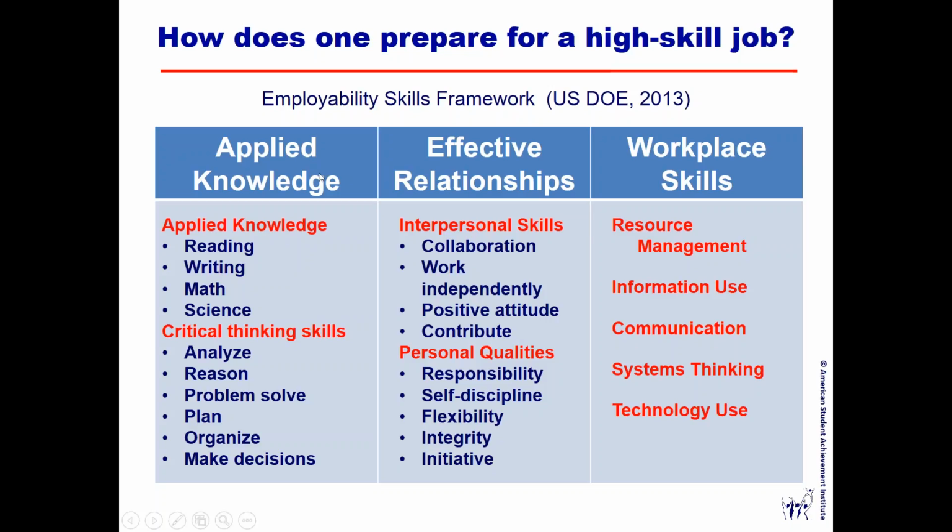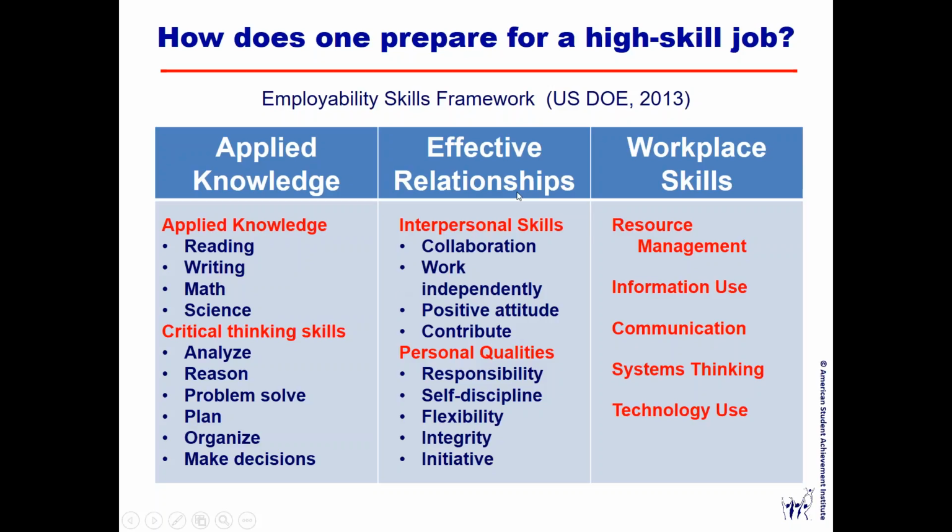The first one was looking at applied knowledge. So looking at reading skills, writing, math, science. And then, do our kids have the ability to apply that knowledge to problem solving, within a discipline and also between disciplines? And then looking at critical skills, in our schools, are we teaching kids how to analyze, reason, problem solve, plan, organize, make decisions? That's applied knowledge, where we're taking not only the content, but also those skills, and we can solve real-world problems with that knowledge and those skills.